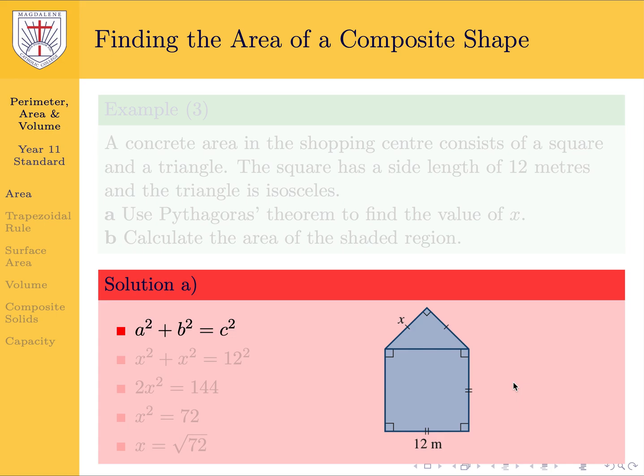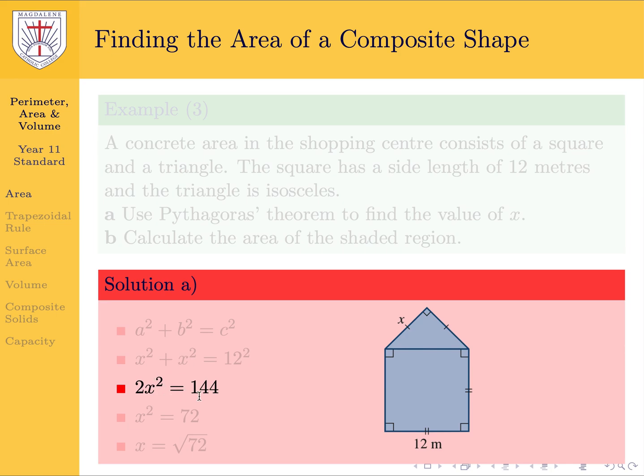So using Pythagoras' theorem, we know that this number squared plus this number squared equals this number squared. So let's put it into the formula. We have x squared, and as these are the same length, plus x squared, and that will be equal to 12 squared, because this is the same length as this side here. We'll evaluate those. So x squared plus x squared is, of course, 2x squared, and 12 squared is 144.